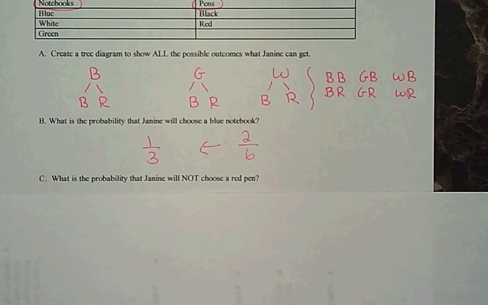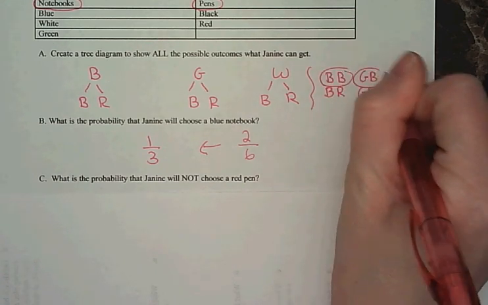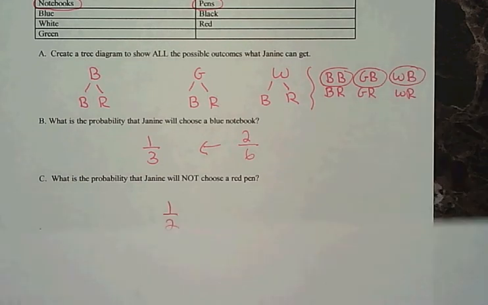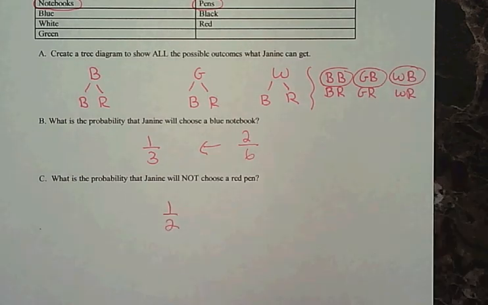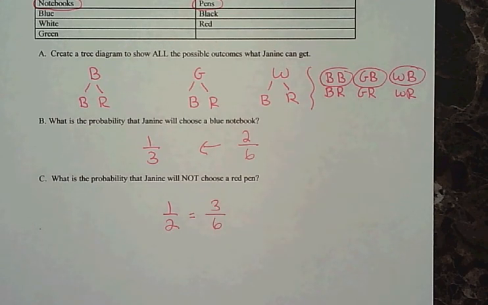And what is the probability Janine will not choose a red pen? So what do you think? Not a red pen would be a black pen. So this is black, and this is black, and this is black. So it'd have to be 1/2 because it's 3 out of 6. Okay, so I hope that helped explain it. Remember, you have an assessment tomorrow, so make sure you are reviewing.